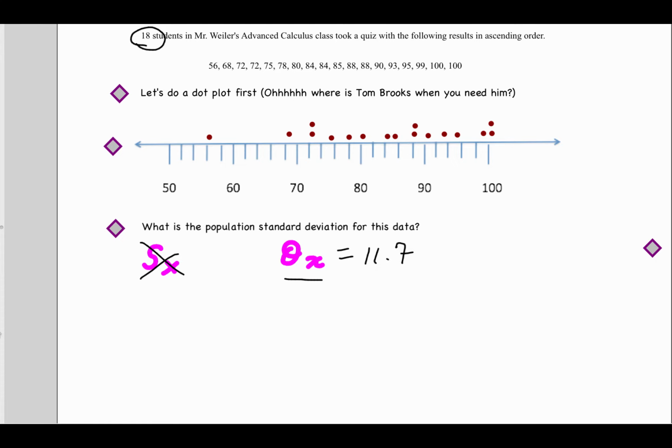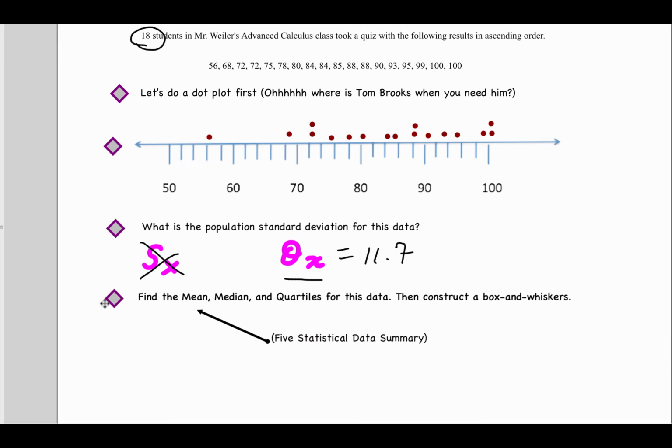Sample would be something like if we were studying the entire US population. Well, I can't look at every single person. What I have to do is take samples and then make inferences from it. That's what we're getting up to. So just ask yourself, did I survey everybody? Then that's a population deviation. Did I survey some of the people? Well, then that's a sample.